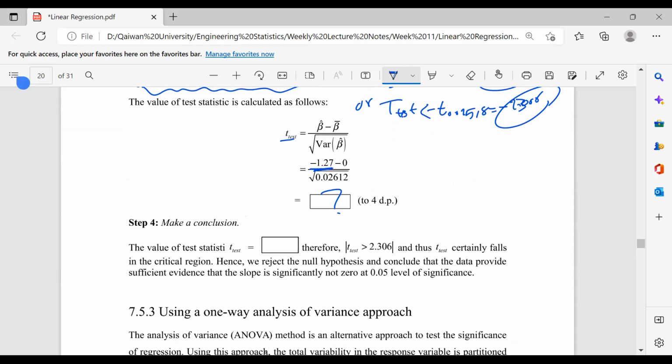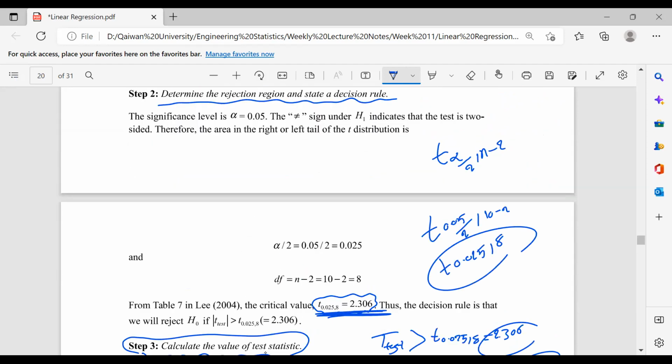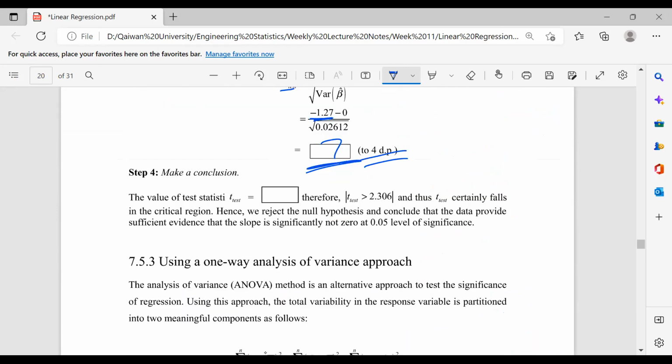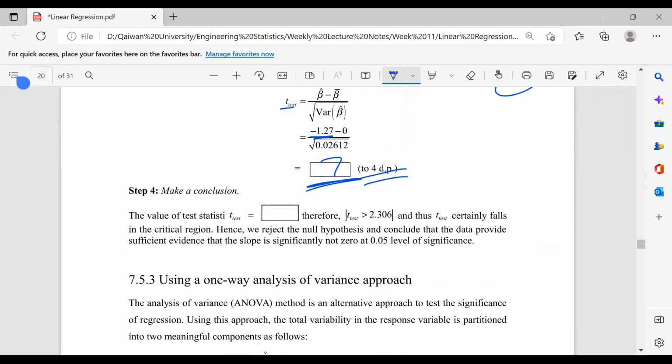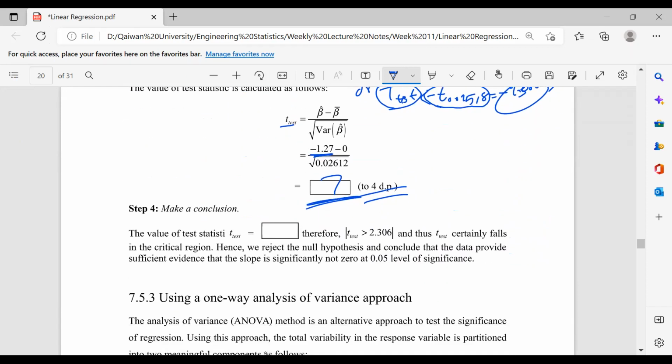After obtaining this result, we compare it with the result of the previous step. In steps 2 and 3, we compare these two. We say, if the result in step 3 is greater than the result in step 2, or if the result in step 3 is less than minus the result of step 2, we reject the null hypothesis. If not, we fail to reject.